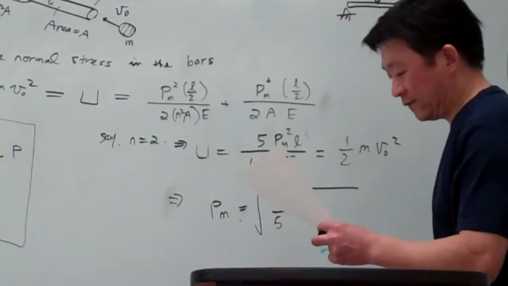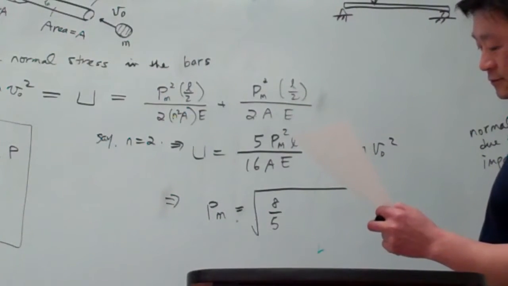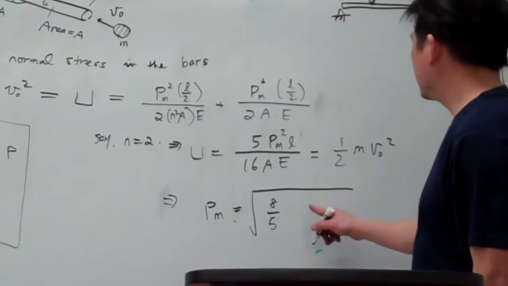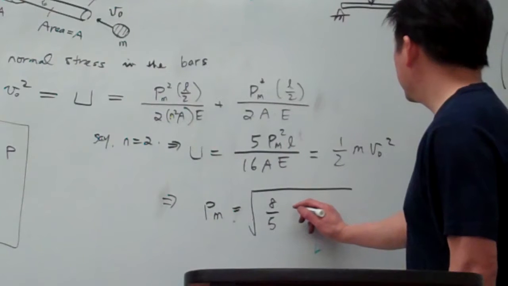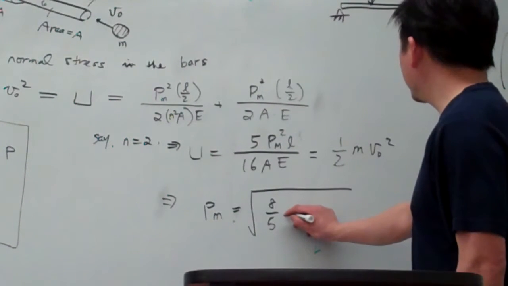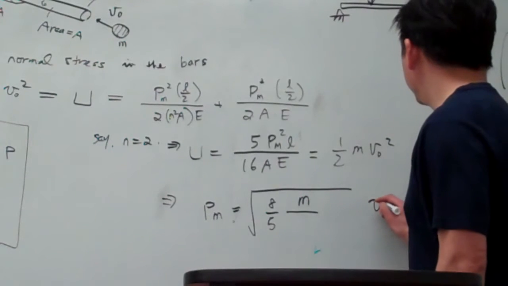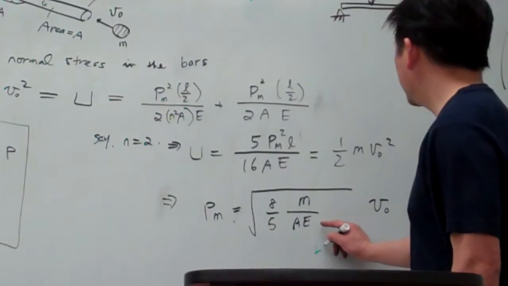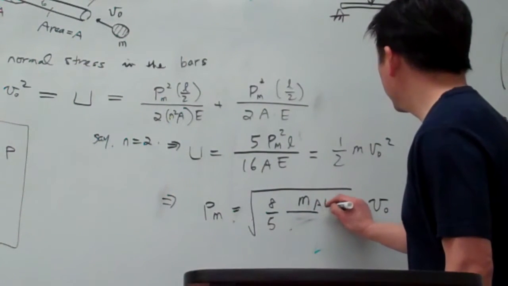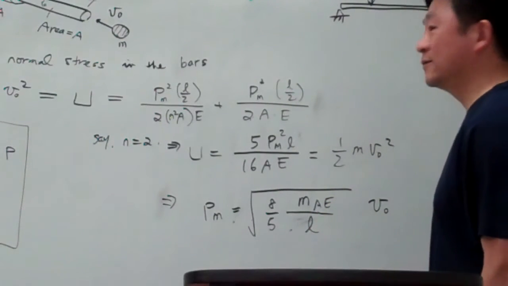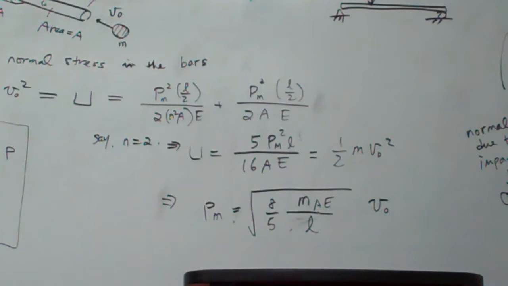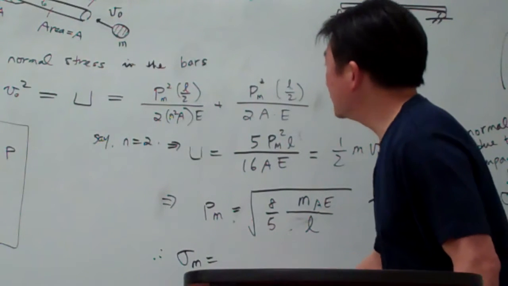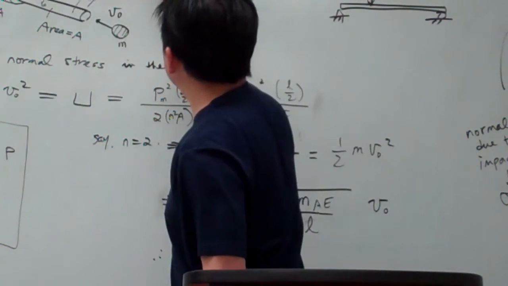This is 8 over 5, right? And then M V0 squared, and AE. No, the AE should be on the top. And L. Okay. And so therefore the loading will be equal to this.